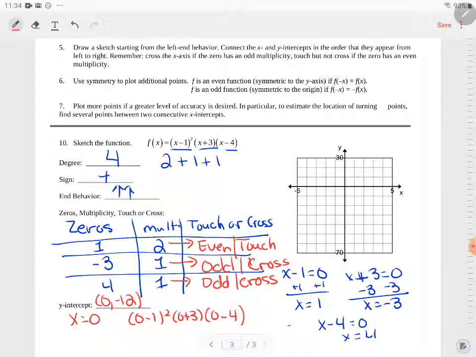Okay, now how do we proceed? So first of all, we're going to plot our zeros. So I see 1, negative 3, 4. So I'm going to graph 1, negative 3. I'm counting. 4. Okay, first thing we want to do is put those on there.